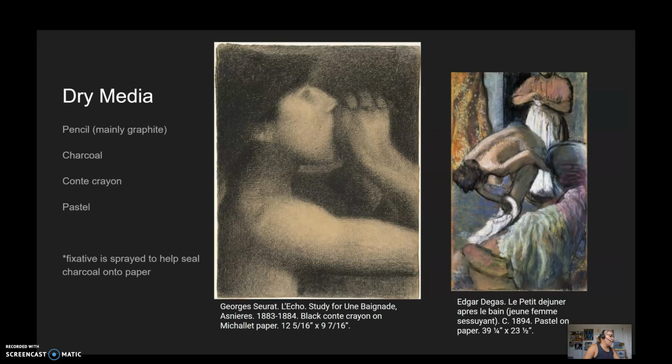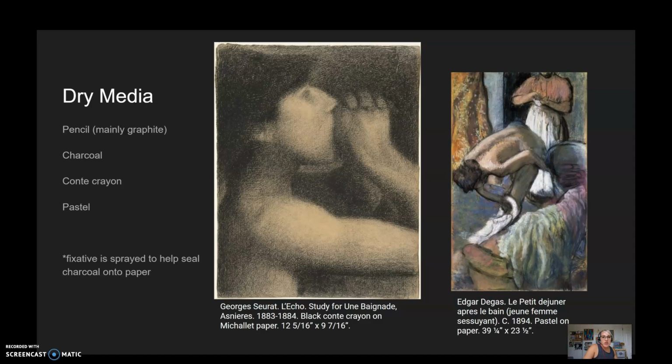Okay, then we move on to there's two different types of drawing media, dry media and wet media. So dry media are things like pencil, which are usually graphite. You might hear people say lead, but now pencils have graphite in them because lead is dangerous. And then we have charcoal, Conte crayon, and pastels.